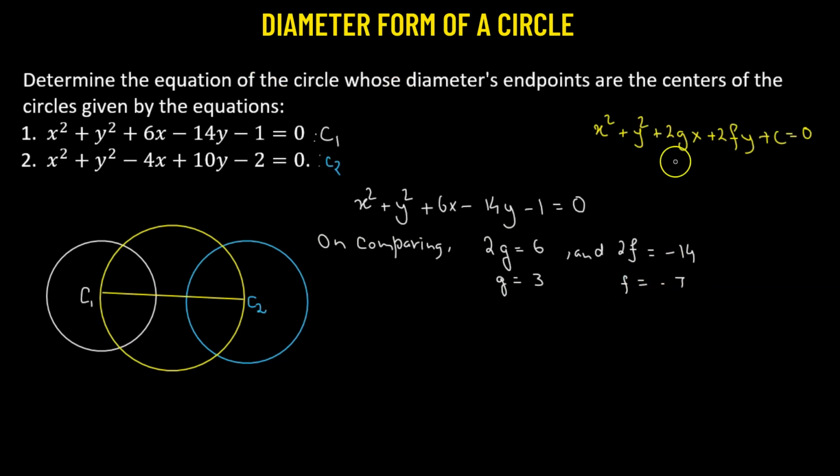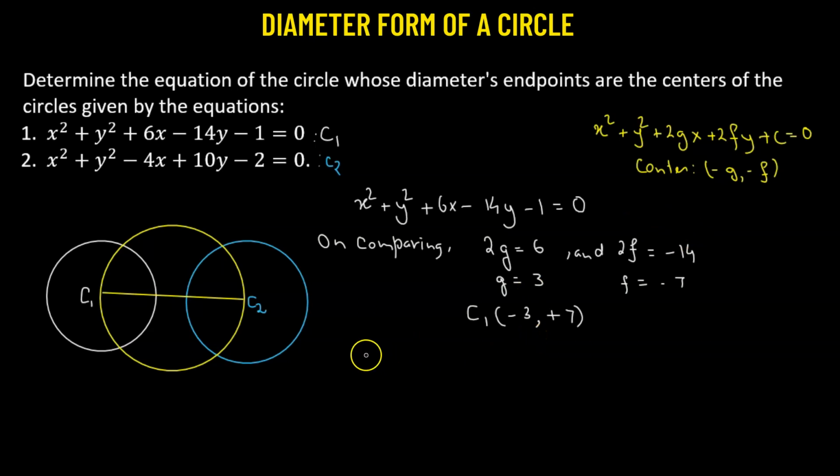Now in the general form of a circle, the center is given by the coordinate negative g comma negative f. In our case, since we have the values of g and f, the center C1 is going to be represented by negative 3 comma negative f. So negative 7 will become positive 7. So we now have the coordinate of center C1.